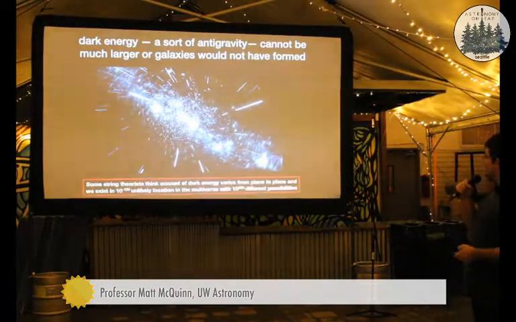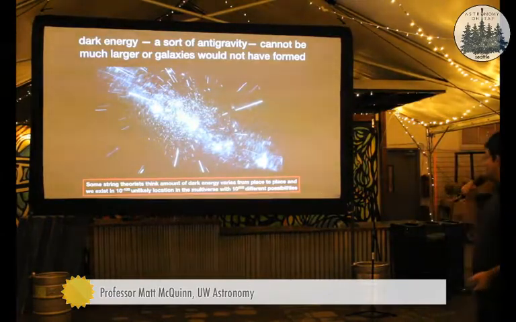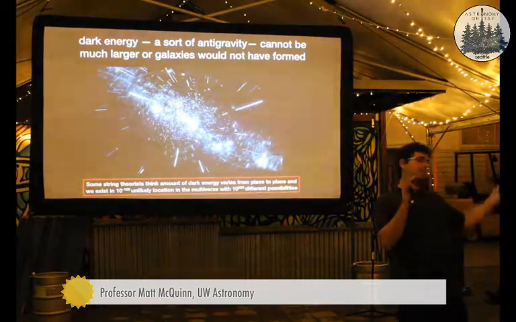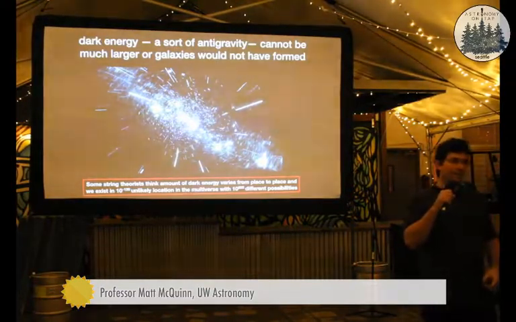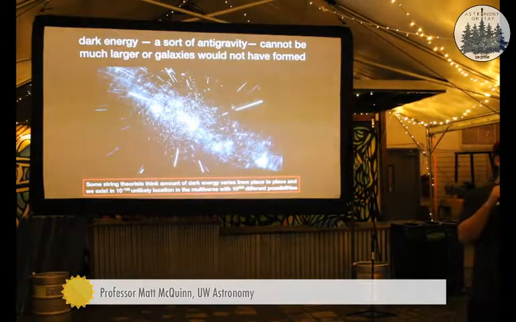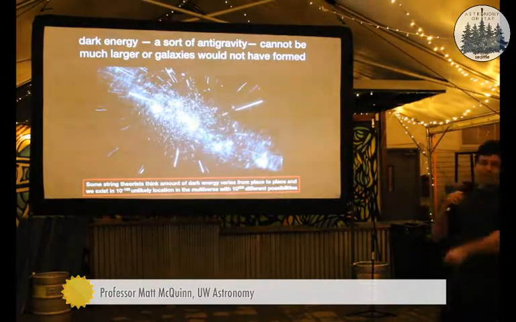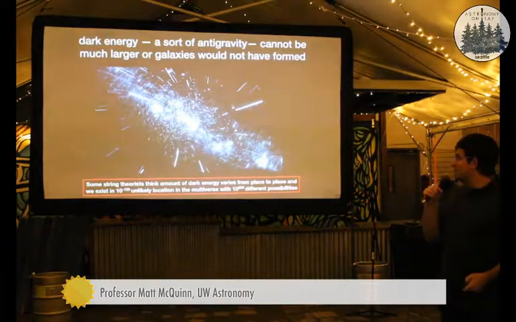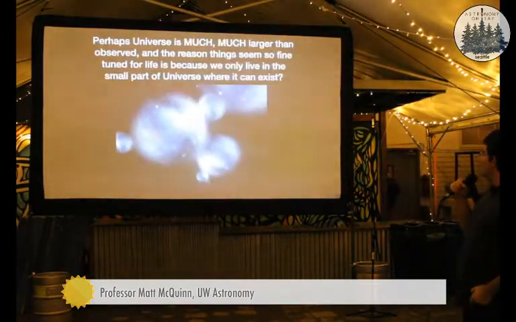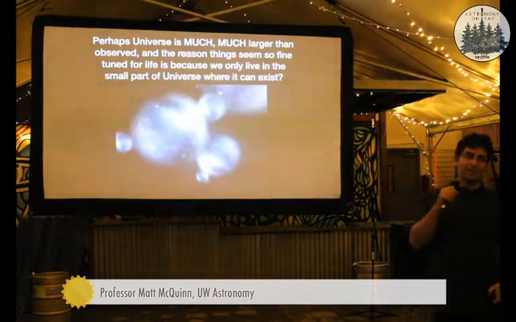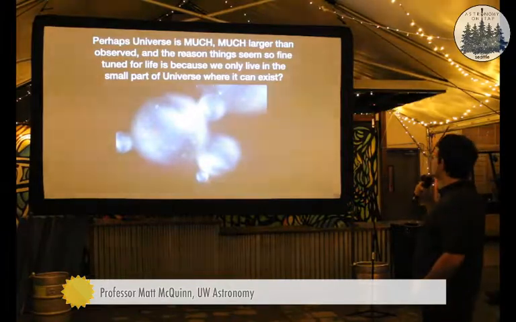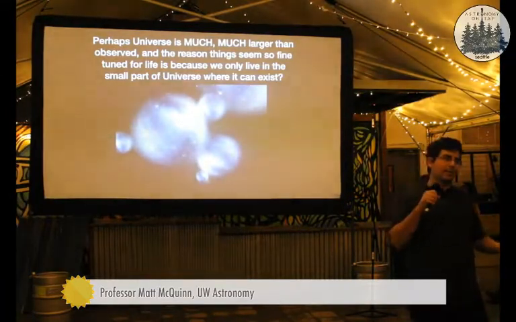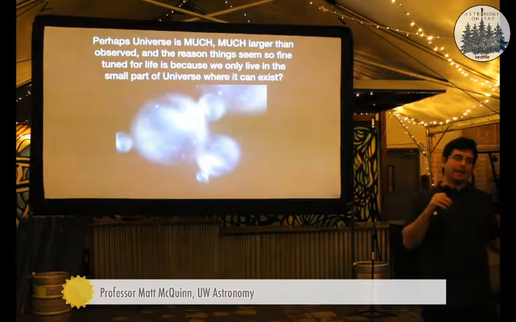So string theorists have come up with some solution to this, which is that they find that the typical amplitude of dark energy in the universe is 10 to 120 times larger than in our part of the universe. But that we live in a part of the universe where it's 10 to the minus 120, at least unlikely, and this dark energy fluctuates from place to place. And so maybe this is pointing to the universe being much bigger. And so that brings me to this hypothesis. Maybe the universe is much, much larger than is observed. And the reason the thing seems so fine-tuned is that we can only exist in a very special part of it. And at some level, this doesn't seem that controversial.